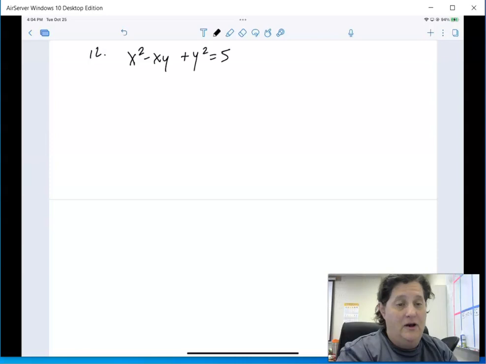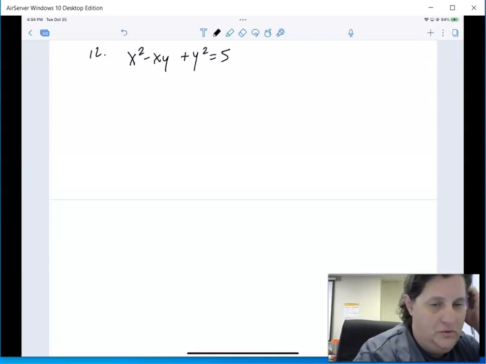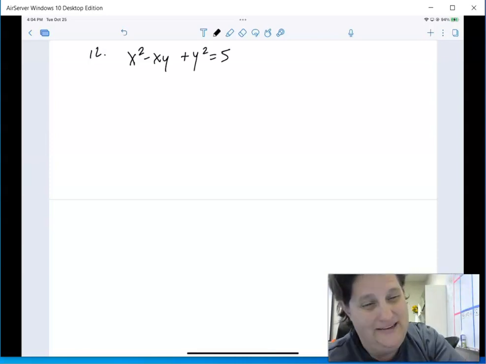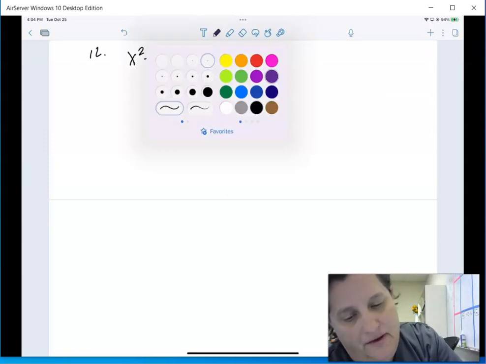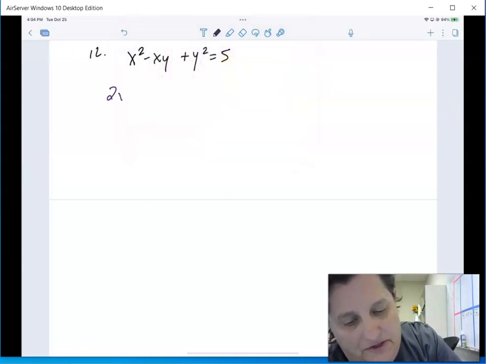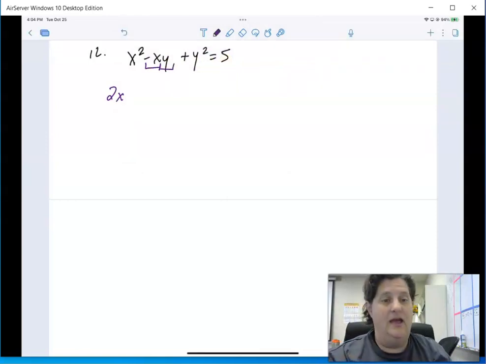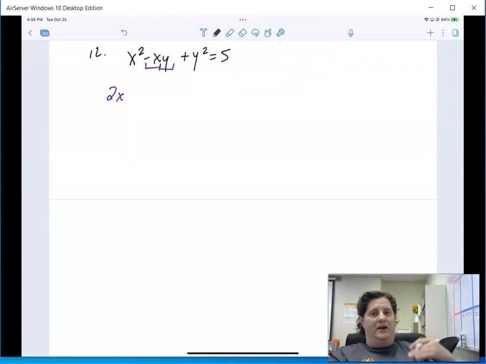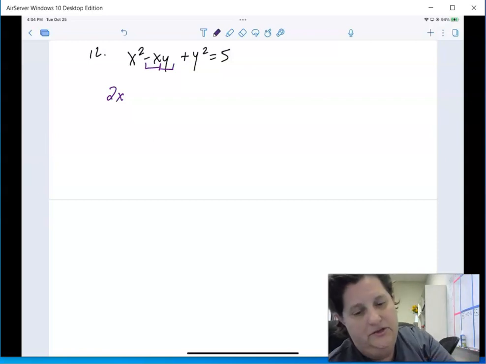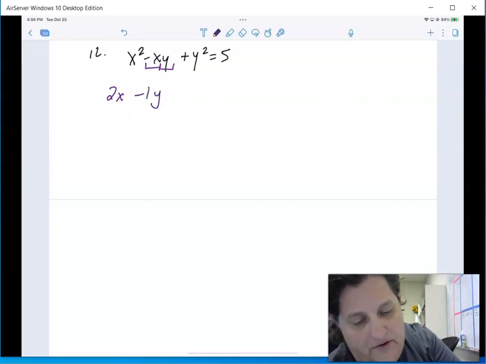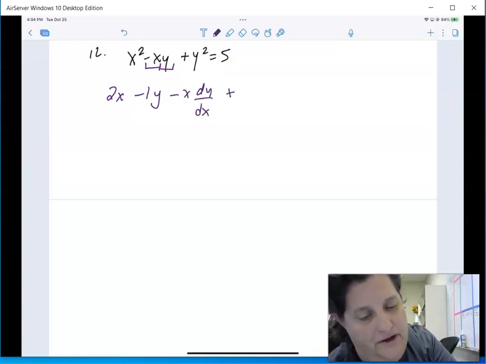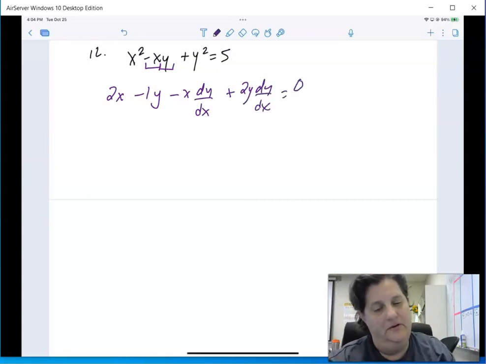You're definitely going to need to know how to do implicit differentiation. This is where the x's and y's are mixed up. It goes like this. The derivative of x squared is 2x. This is a product rule. I'm going to let negative x be the first and y be the second. So it's derivative of the first times the second, plus the first times the derivative of the second. And then the derivative of y squared is 2y dy dx, and the derivative of 5 is 0.